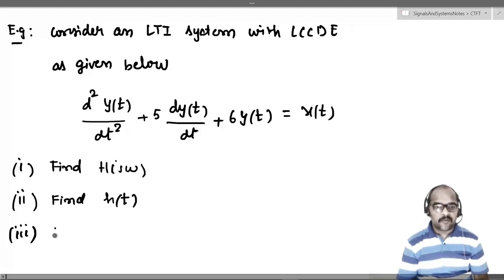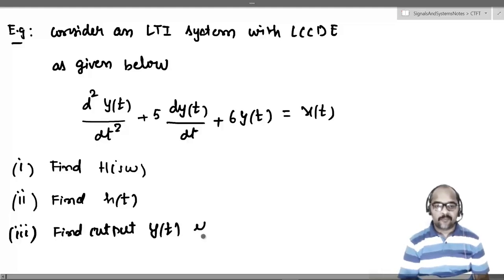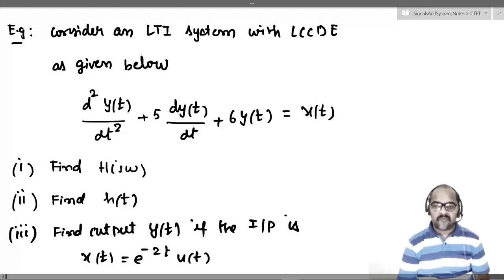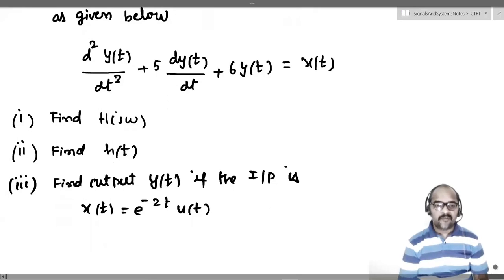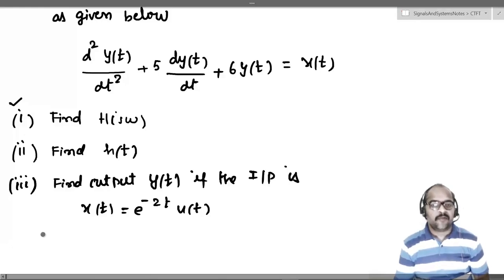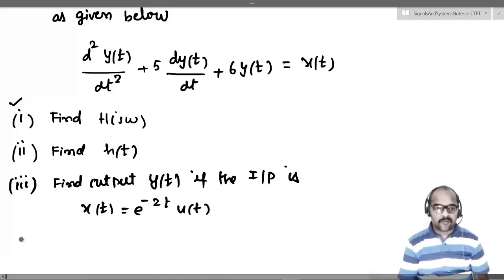Third question: find the output of the system. Find the output y of t if the input is x of t equal to e power minus 2t u of t. Find the output of the system if the input is x of t equal to e power minus 2t u of t. Let us solve this. First we will find the frequency response of the system. How do you solve?